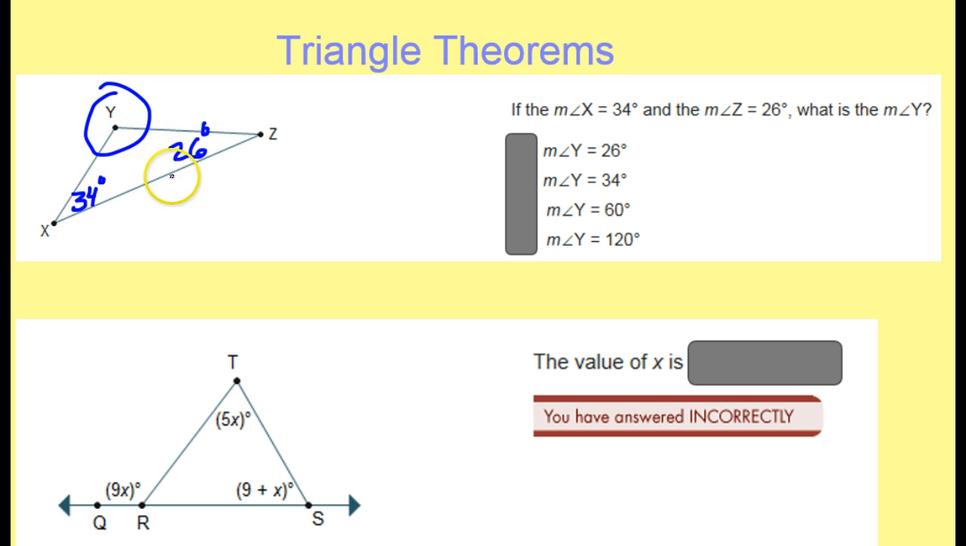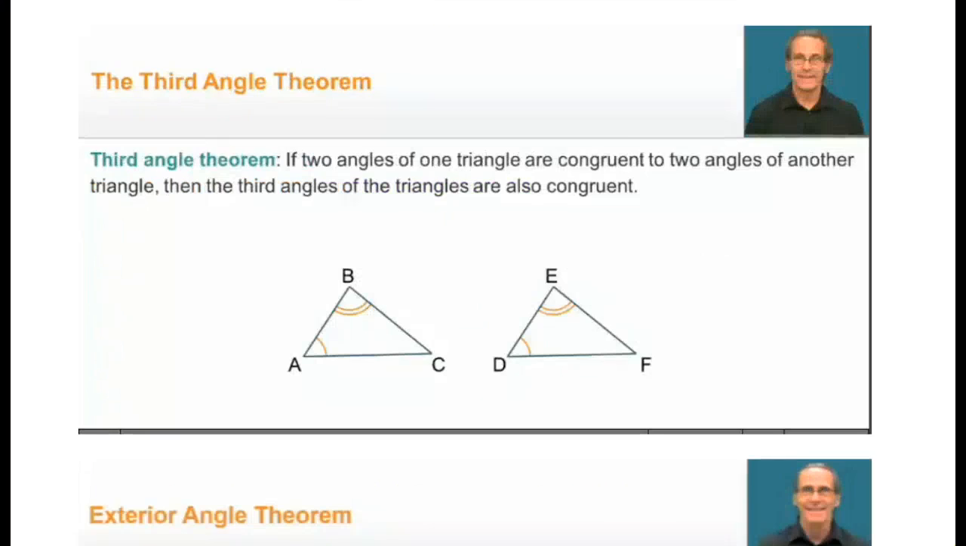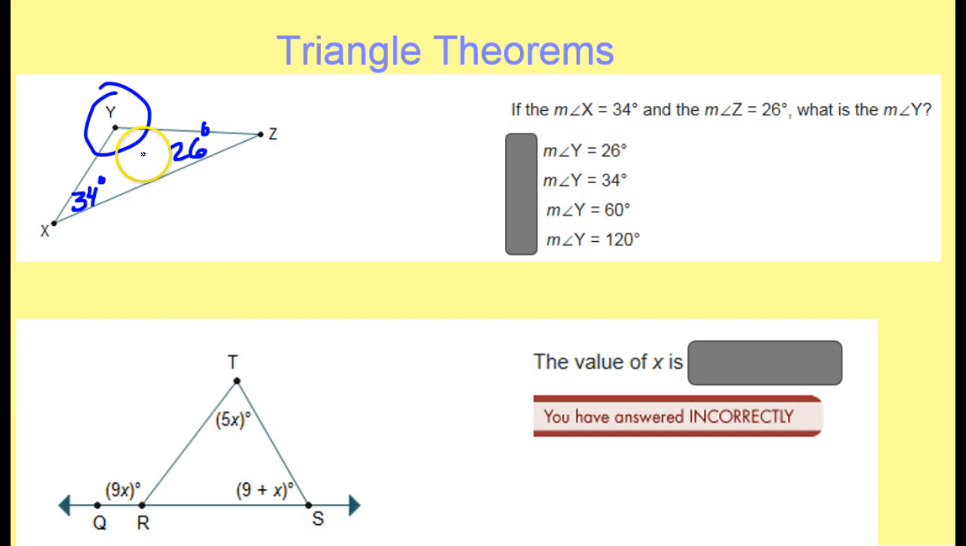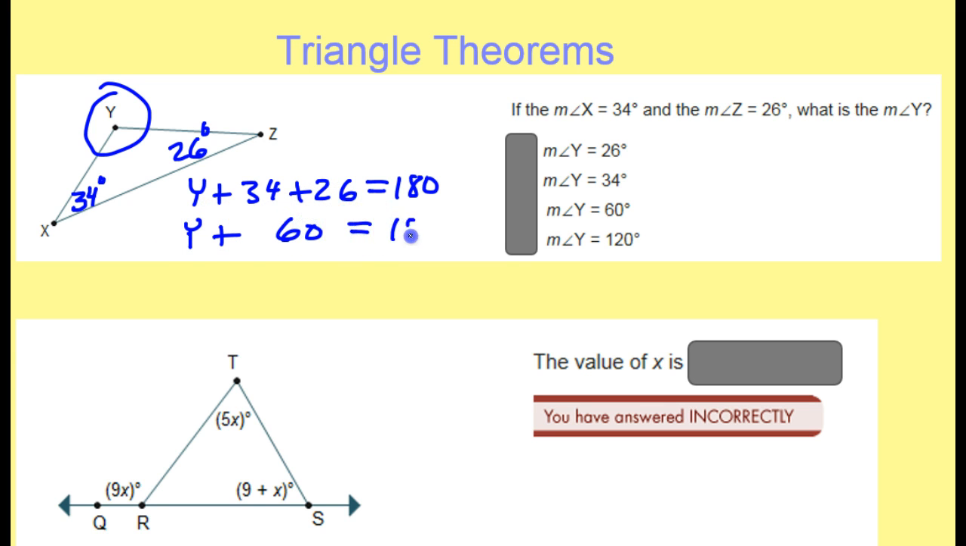Well, they have to add up to 180 degrees, according to the first theorem that we talked about, the triangle sum theorem. The sum of the measures of the three angles of a triangle is 180 degrees. So angle Y plus 34 plus 26 all has to add up to 180 degrees. What's 34 plus 26? That's 60. So we have measure angle Y plus 60 has to equal 180.